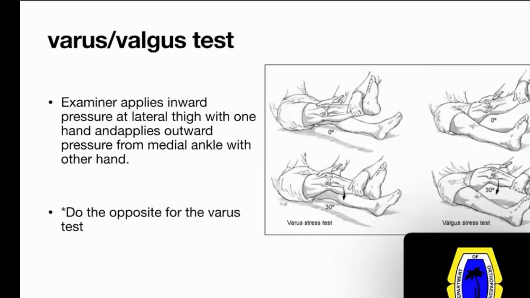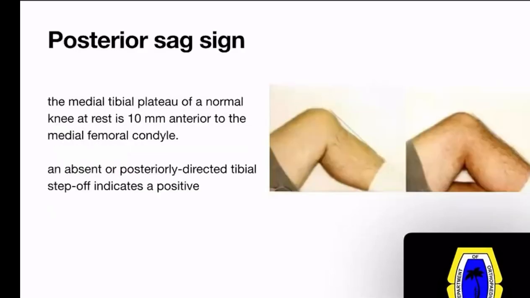So, how do you do it? Varus and valgus. So, of course, kapag valgus, you apply an inward pressure on the lateral thigh and you will take note of either pain or opening compared to the lateral side. You're doing it at 0, you're testing the collaterals and the cruciate. You're doing it at 30, you're isolating the collaterals.